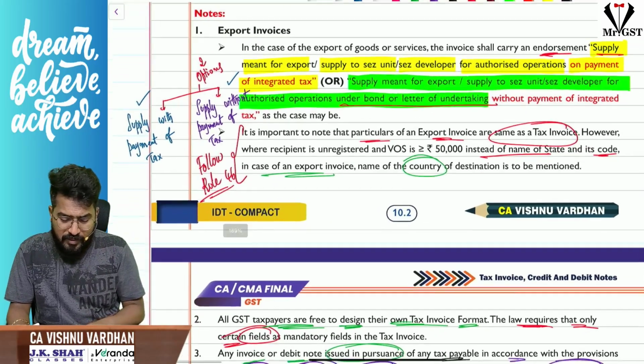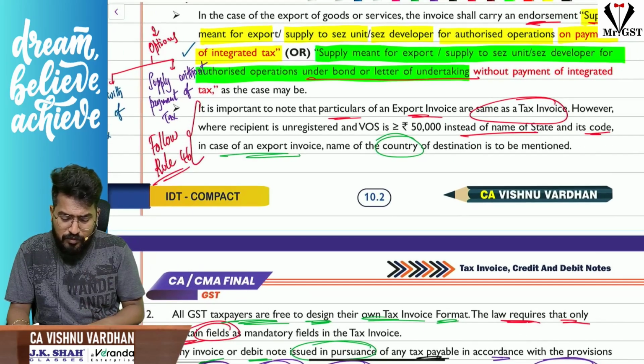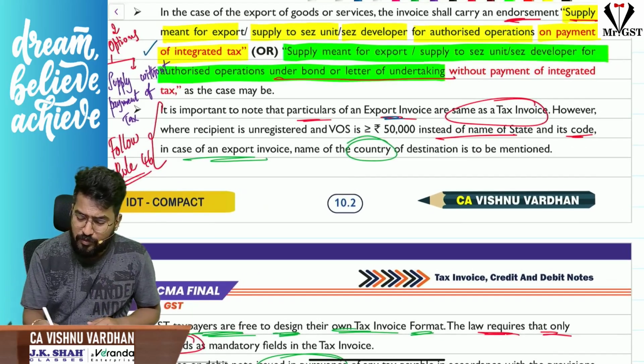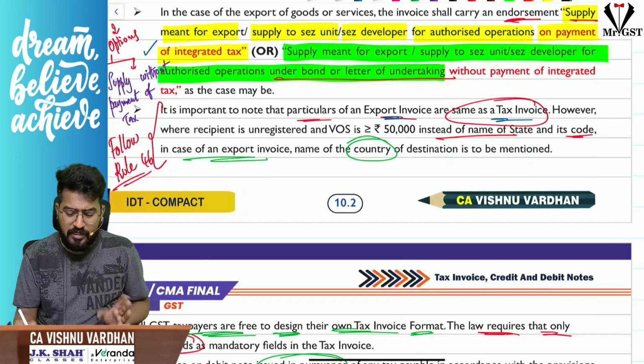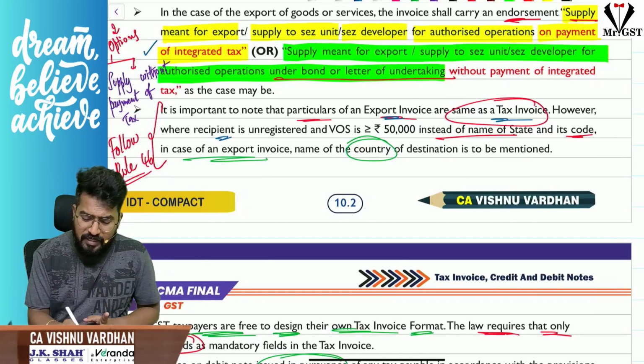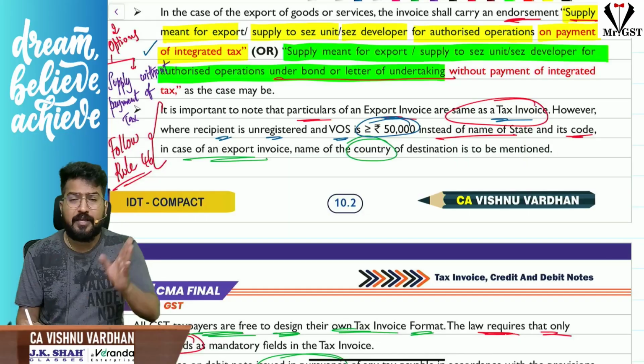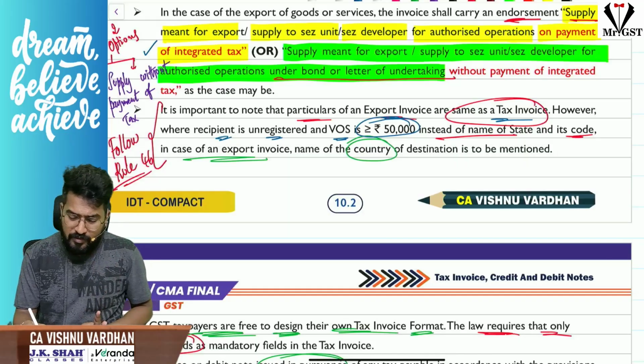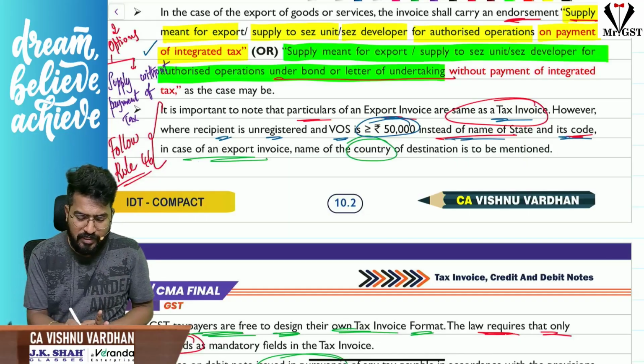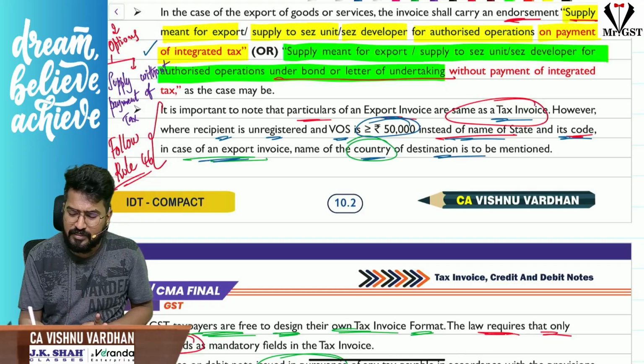Okay, fine. Next, it is also important to note that the particulars of export invoices are the same as a tax invoice, and with respect to a recipient who is unregistered and the value of supply is greater than or equal to 5,000, instead of the name of the state and its code, in an export invoice, the name of the country and destination is to be mentioned.